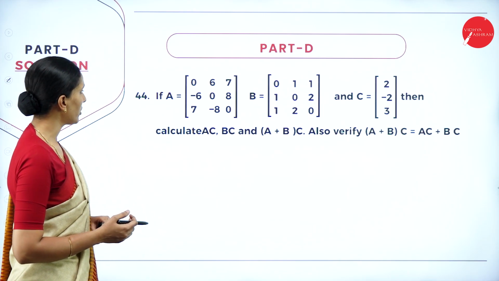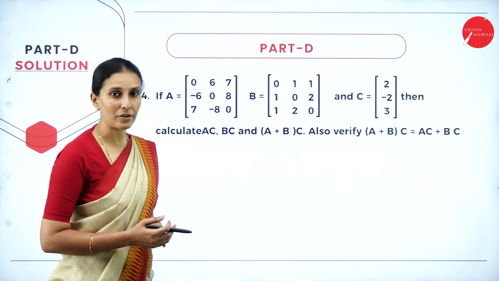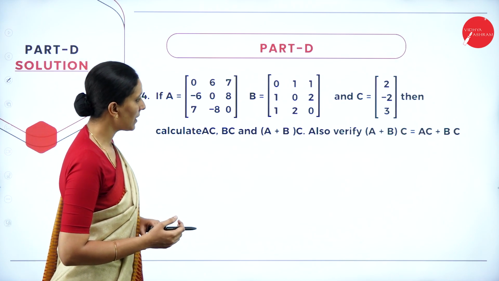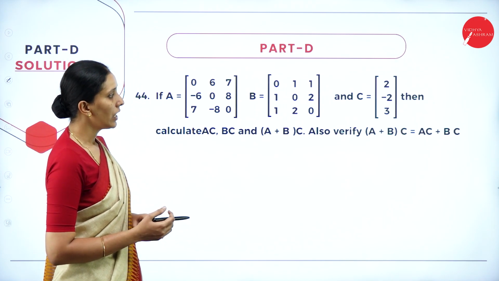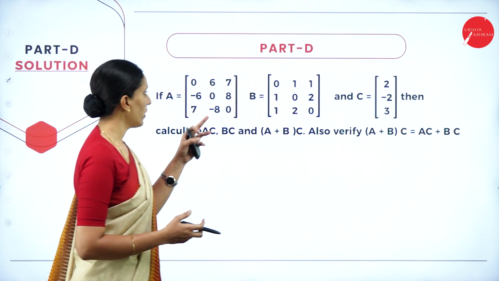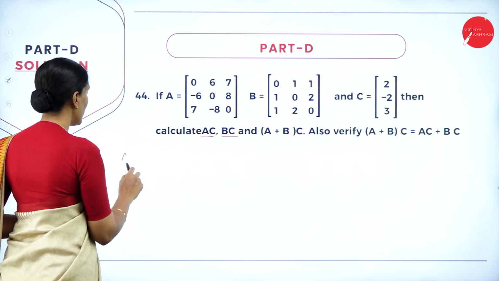Now here we have a question. A is given, B is given and C, all are matrices which are given. We need to calculate AC, BC, A plus B into C. Also verify A plus B into C is equal to AC plus BC. So here first calculate AC and BC. So A into C.